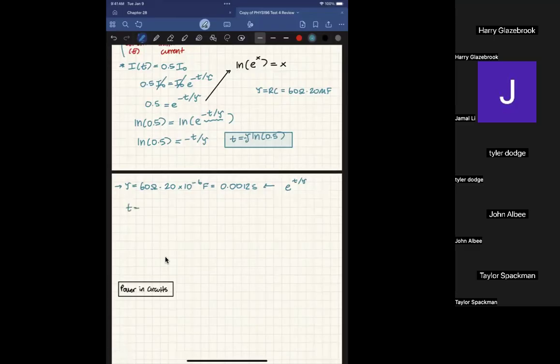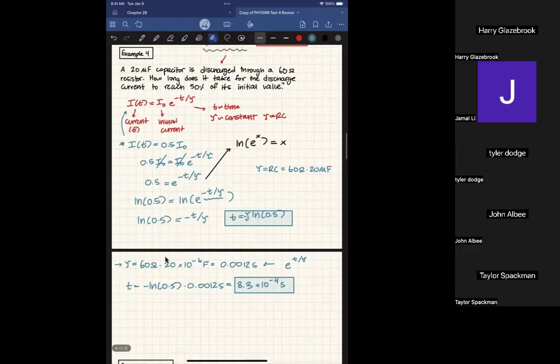So t just equals negative ln 0.5 times 0.0012 seconds. And that's just 8.3 times 10 to the negative 4 seconds. Notice that the negative sign is going to cancel because the natural log of anything less than 1 is going to give you a negative number.